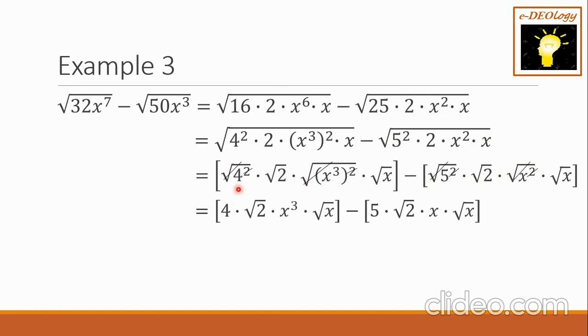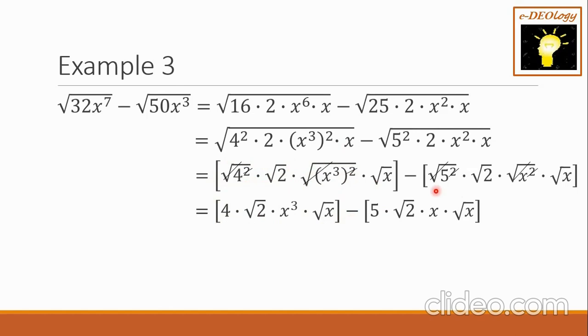In this first term here, I'm going to cancel the radical and the power 2. So you see, only the base will come down here. The square root of 2, there is no change. I will copy here. For this expression, I will cancel the radical sign along with the power 2. Only x cubed will come down. For the square root of x, there is no change.